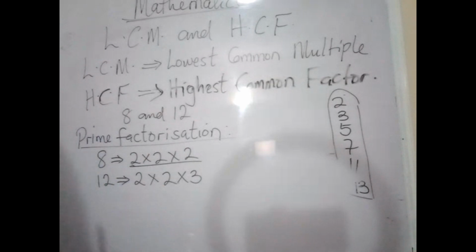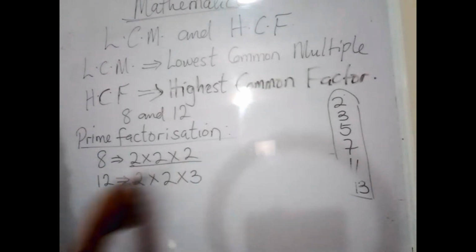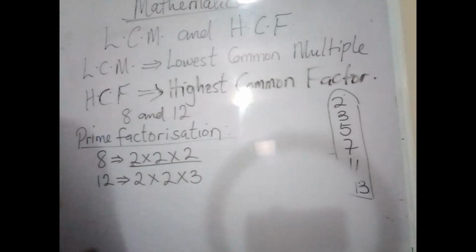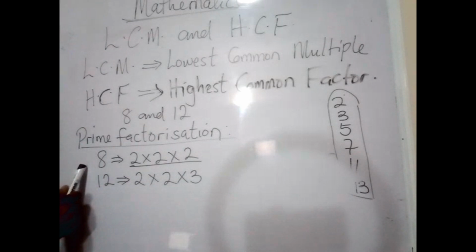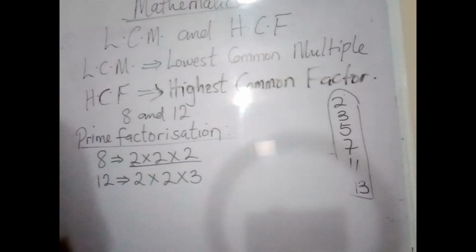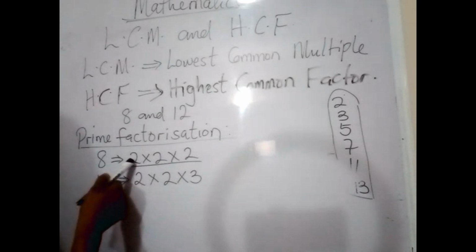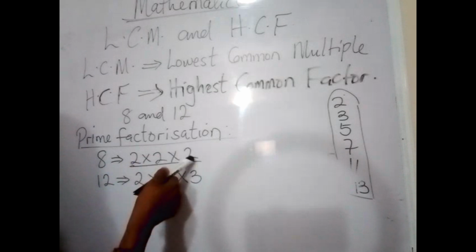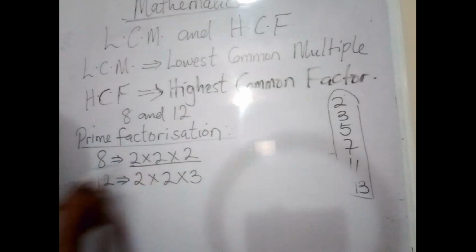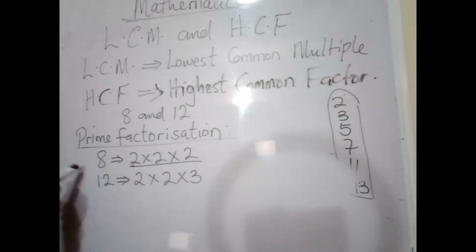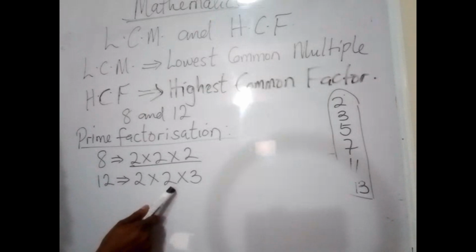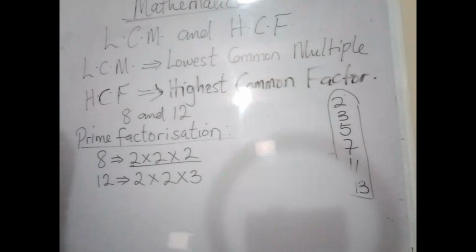To use prime factorization to find the LCM of these two numbers, 8 and 12, you first get their prime factorization, as in what are the prime numbers that multiply themselves to give you the number in question. In this case, we have 8. So 8 will be 2 times 2, 4 times 2, 8. So 2 times 2 times 2 is the prime factorization of 8. Now let's go to 12. For 12, 2 times 2 will give us 4, and 4 times 3 will give us 12.